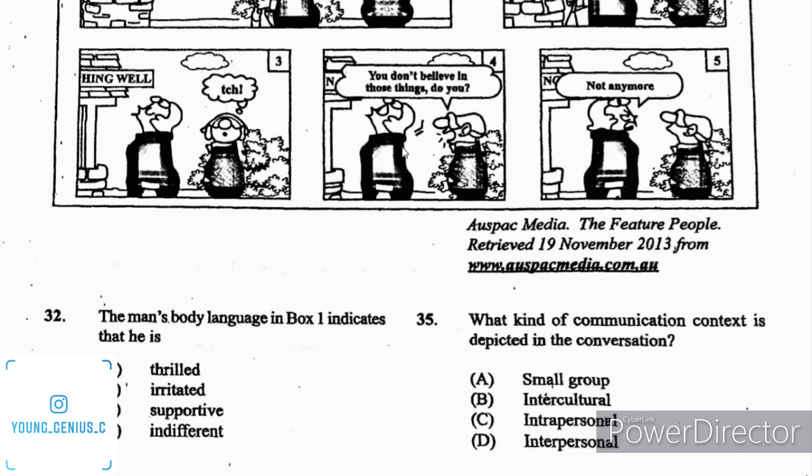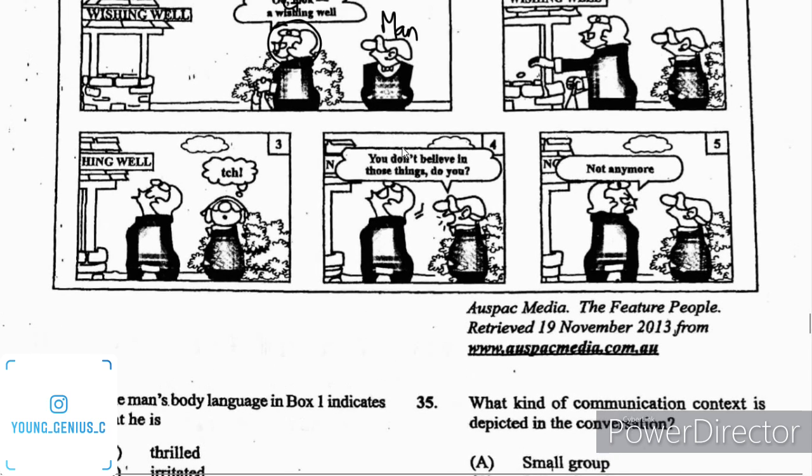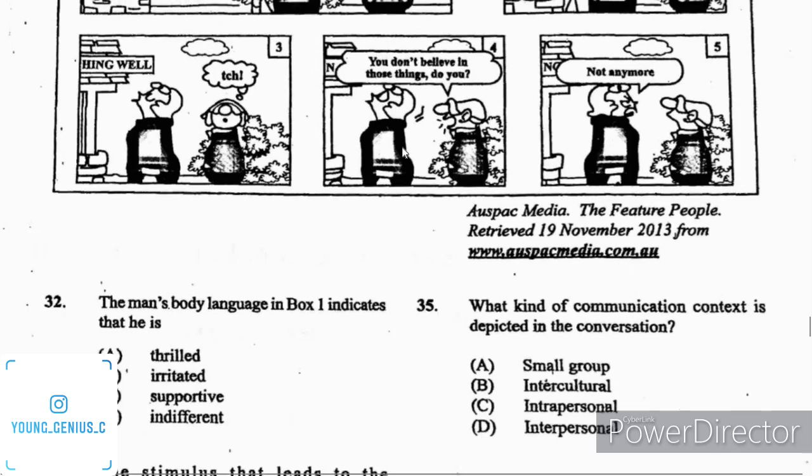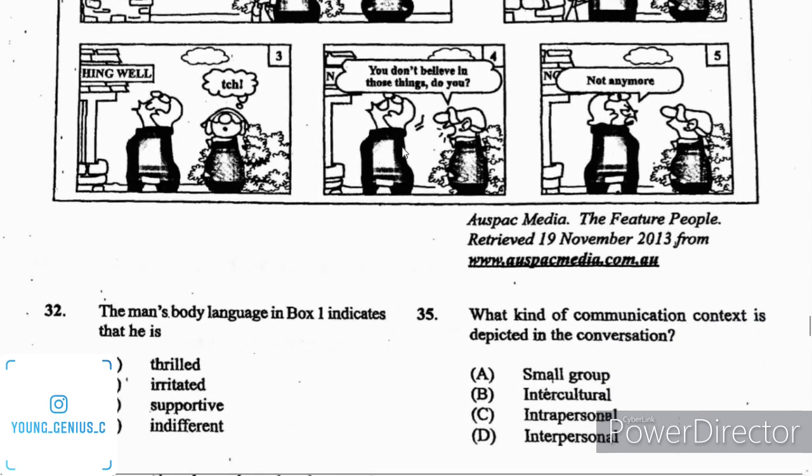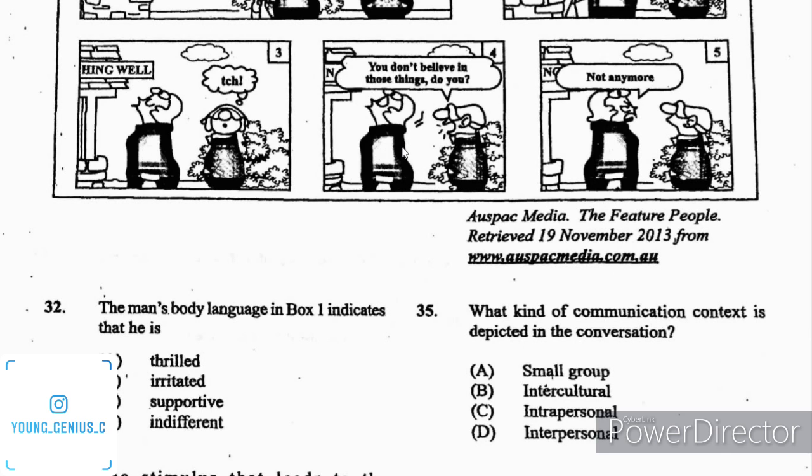All right, so 32. The man's body language in box one indicates that he seems like he wants to know what is this woman doing now? Thrilled, irritated, supportive, or indifferent. I wouldn't say indifferent. He seems concerned and he doesn't seem supportive or thrilled. So I'd go with irritated.